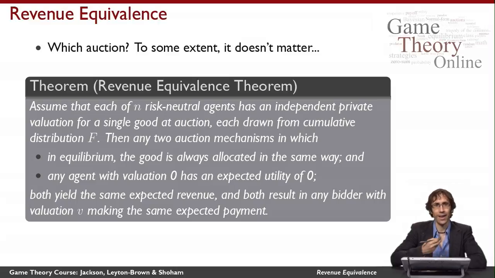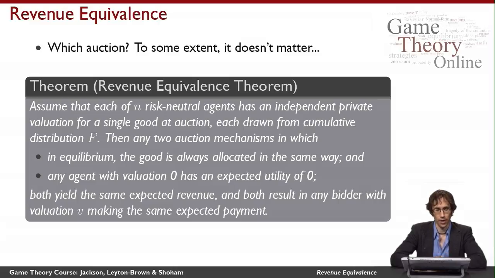Let's assume that we have n different risk-neutral agents, each of whom has an independent private valuation for the single good that's at auction, and each of which is drawn from a cumulative distribution F. Now we're going to consider two different auction mechanisms for these two similar settings, and we want to assume two things about these auction mechanisms. First of all, that in equilibrium, they allocate the good in the same way all of the time. So for all of the different types that agents might actually have, they have the same allocations. And secondly, that an agent with valuation 0, an agent with the lowest possible type, would have an expected utility of 0 in the auction.